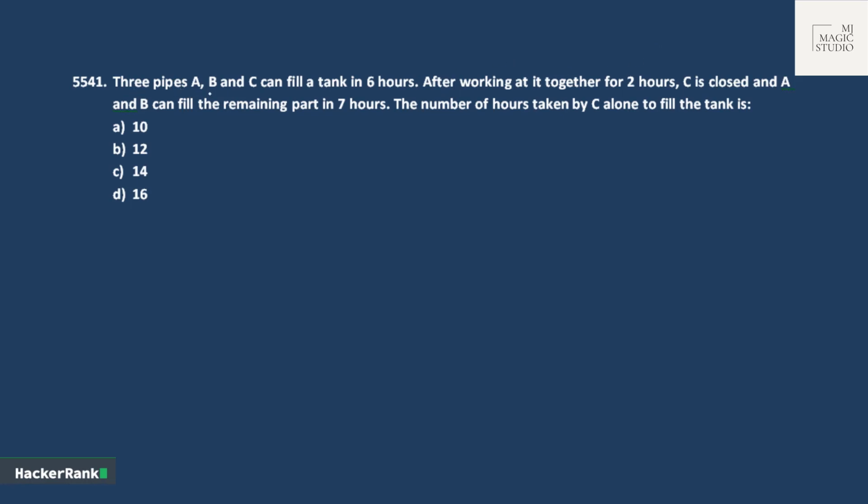Three pipes A, B and C can fill a tank in 6 hours. That means all three are working and the tank would be filled up in 6 hours. After working together for 2 hours, the work completed is 2 by 6, that is 1/3 of the work. The remaining work is 2/3.